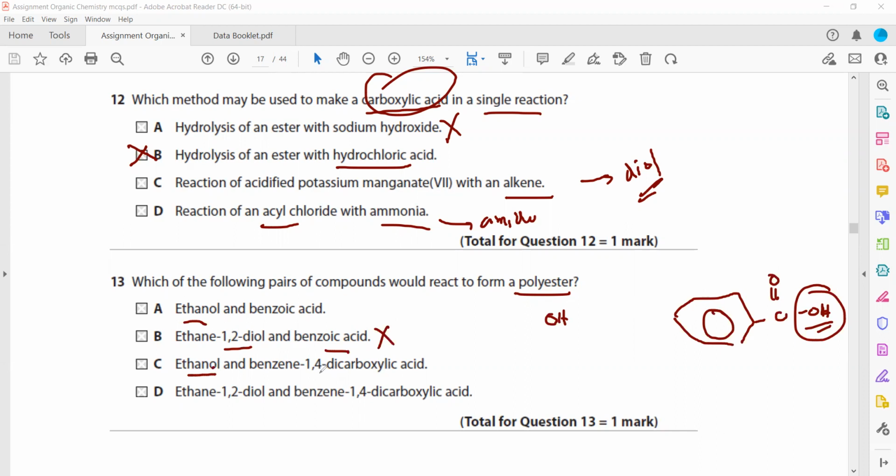Ethanol on one side, and benzene-1,4-dicarboxylic acid is correct, but ethanol has only one OH group, so it won't react. Ethane-1,2-diol means you have two carbon atoms in between and an OH group on both sides. And 1,4-dicarboxylic acid, what does it mean? Benzene-1,4-dicarboxylic acid means the benzene ring is there and both sides have carboxylic acid.